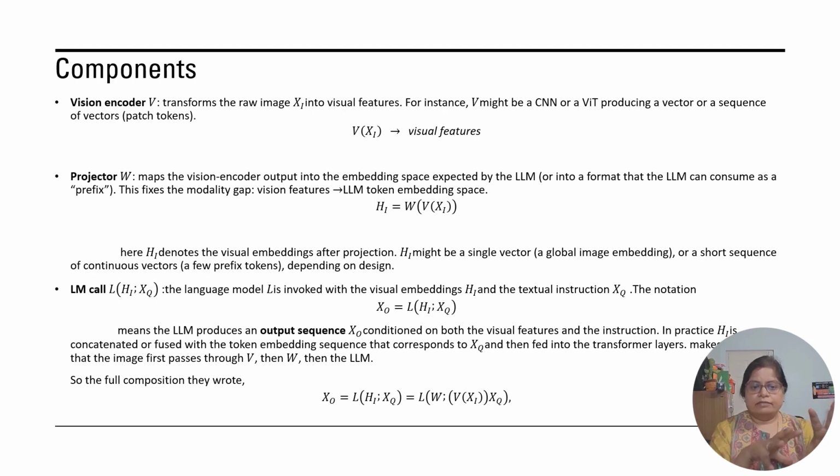Now we have the feature vector available, and we also have the questionnaire related to the images. When we provide this feature vector along with the projector and the questionnaire to the LLM, there is an expected sequence of tokens as output. That is what we call the output of the LLM. That's the basic concept used here.